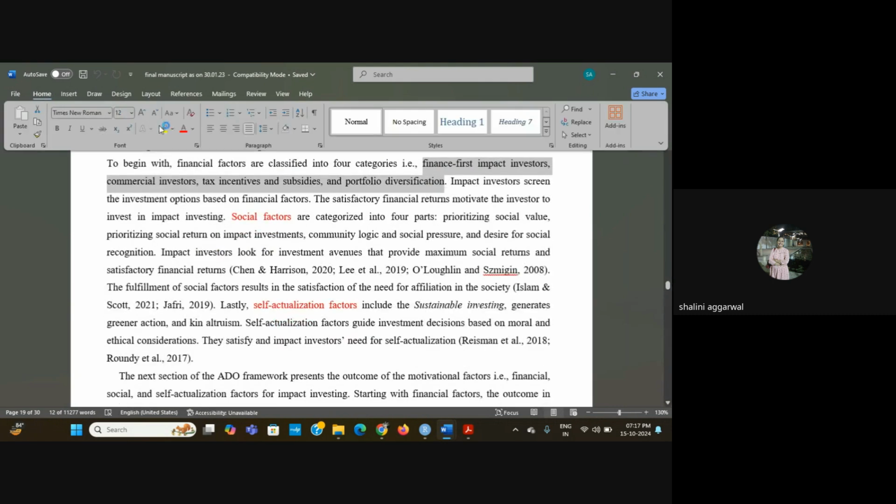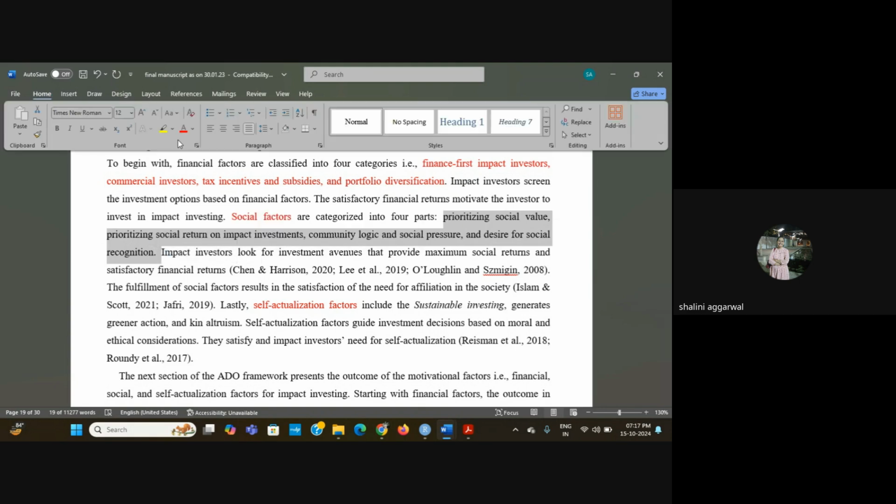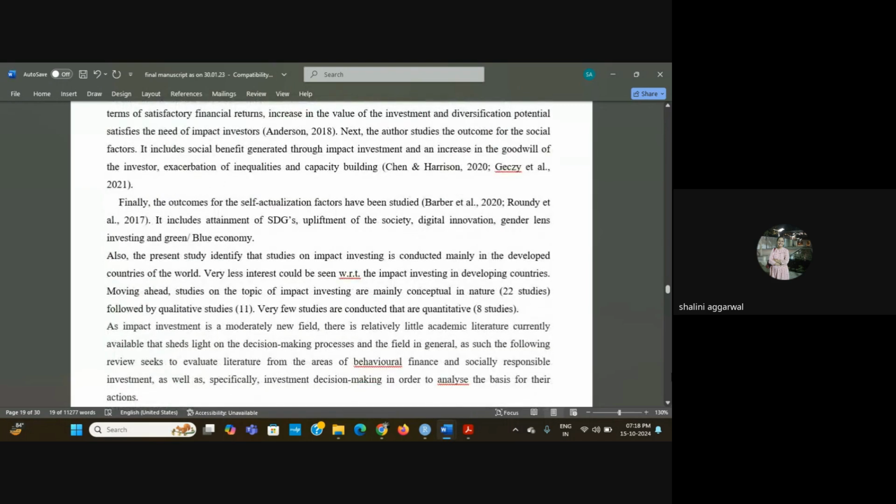We have just given a brief summary of what we have done in the ADO model. So the discussion is a brief overview of what you have done in the data analysis part, or the ADO model. Here we have just been summarizing that, right? For the social factor, what are the decisions? This is what we have written here. Likewise, the same thing follows.